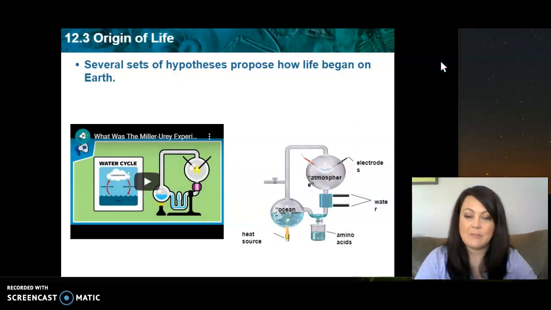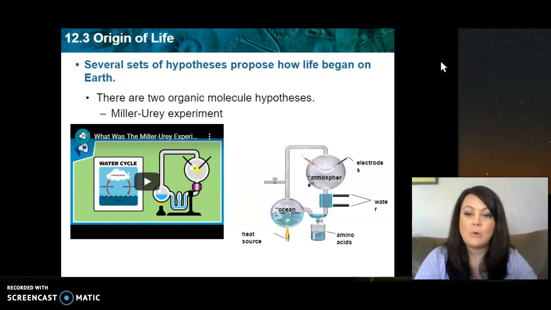Several sets of hypotheses propose how life began on Earth. There are two organic molecule hypotheses. The Miller-Urey experiment, which was famous for replicating what the early ocean and atmosphere must have been like, and trying to prove how they could synthesize organic molecules from that environment. The other is the meteorite hypothesis.